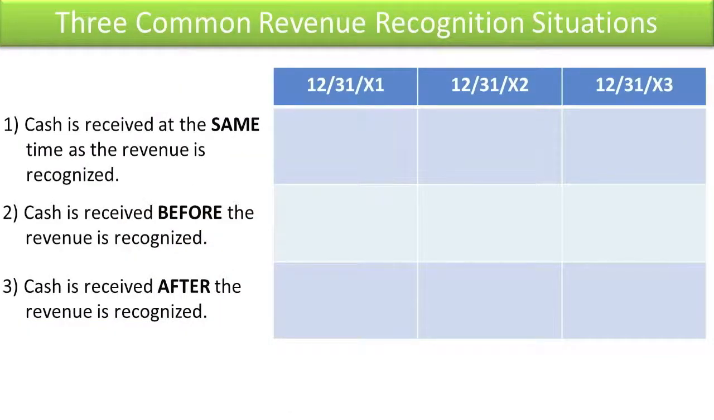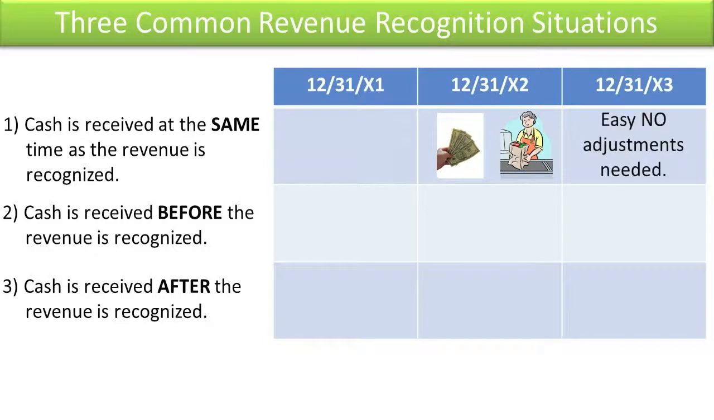There are three common revenue recognition situations. 1, cash is received at the same time as the revenue is recognized. This one's easy because there won't be any adjustments needed, because both the cash flow and the earnings process happen in the same accounting period. This is the one you like to see, but life isn't always that easy.